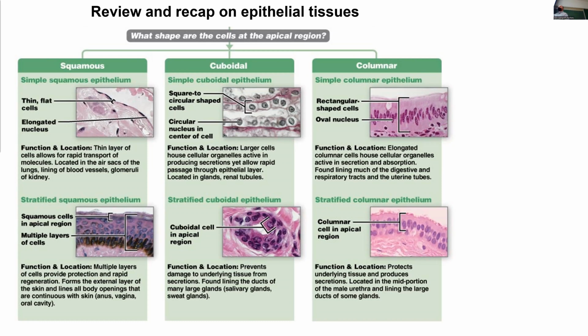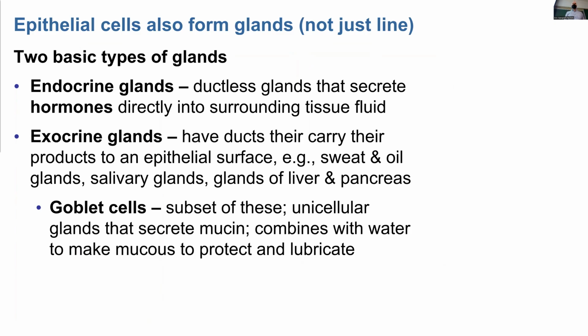So yeah, takeaway messages here. Again, reminder, you can classify these by their shape and then by if they're single layer or multiple layers. See some examples there. Any questions on this? Kind of hammering that point home a little bit, but it's important.